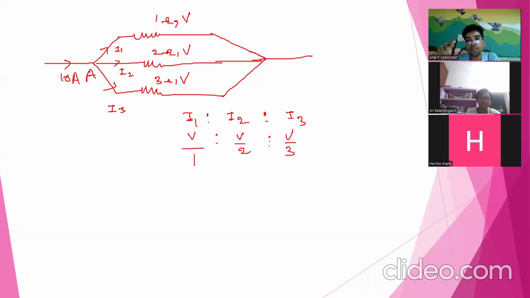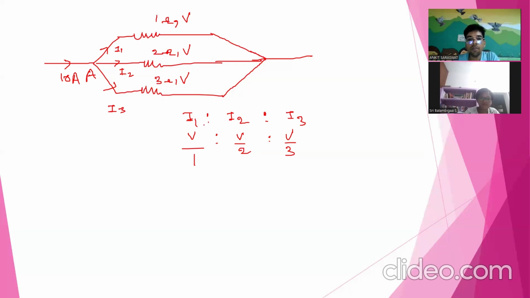Voltage is the same. Resistance is given. Then I1 will be V by 1. Clear? Now please tell me, since a ratio is there, it is a property that we can divide or multiply with a constant in a ratio. Clear? Ratio never changes. You know this? If 2 ratio 3, if you multiply numerator by 5 and denominator by 5, nothing will change. Clear? Then here V cancels out.